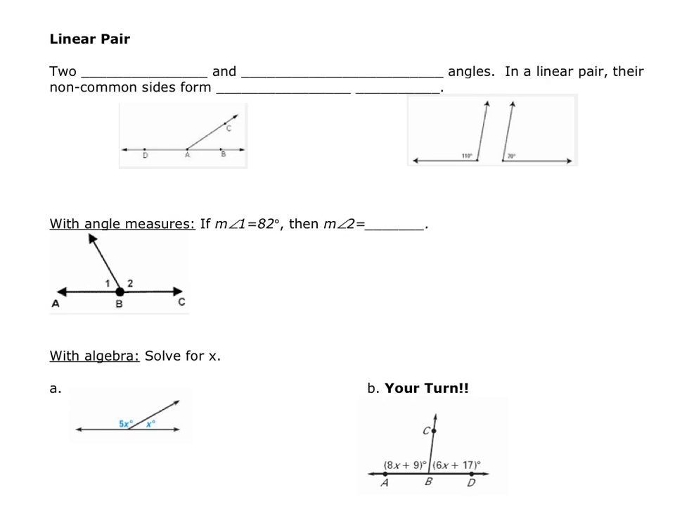Linear pair is also going to be a big vocab word you're going to see throughout the school year, and that means we have two adjacent and supplementary angles. So for a linear pair, their non-common sides, the sides they do not share, form an opposite ray.